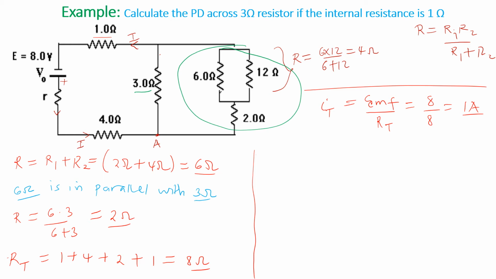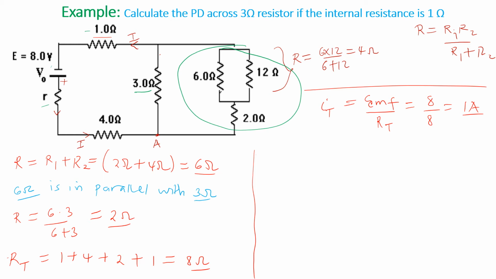So what we have to do is simply find the PD across the 1, the PD across the 4, and the PD across the R, then add them and subtract from the total EMF. The remaining will be the PD across the 3 ohm, which will be the same PD across all the resistors in the ring combined.